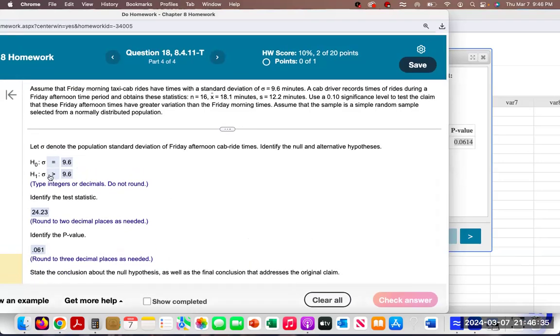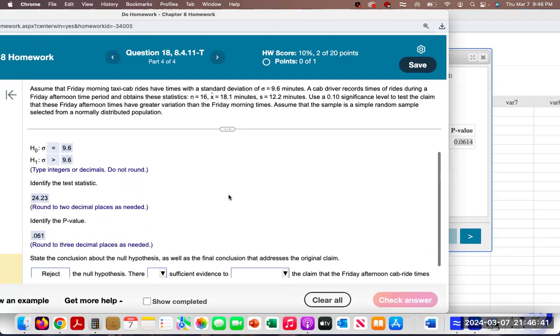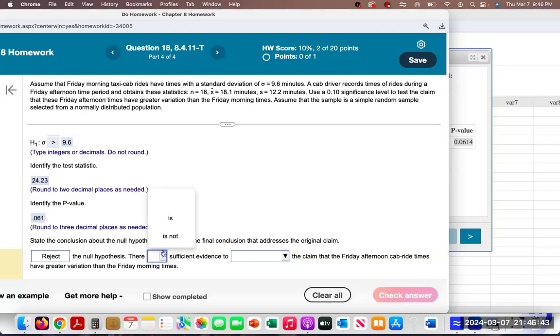That means we have enough evidence to support the alternate hypothesis that claims that the variation is greater than 9.6. So there is sufficient evidence to support the claim that the Friday afternoon cab rides have a greater variation than Friday morning.